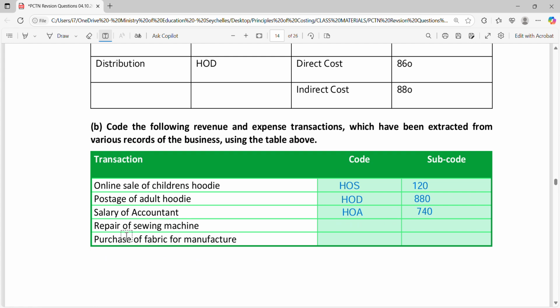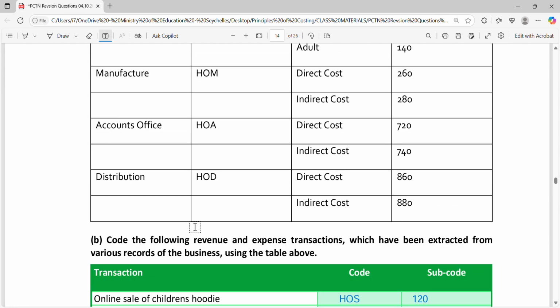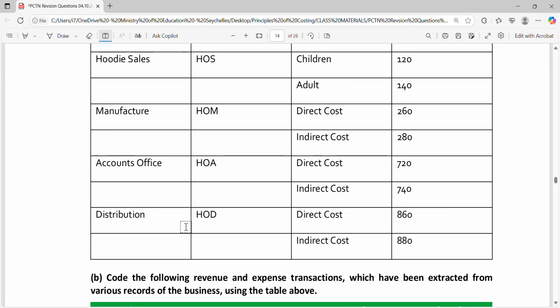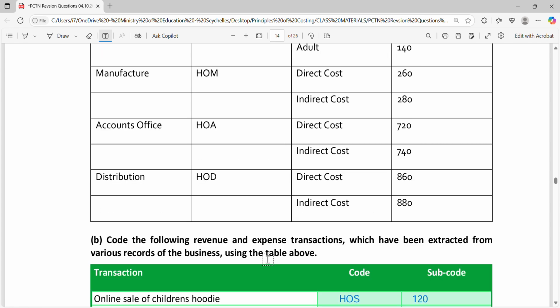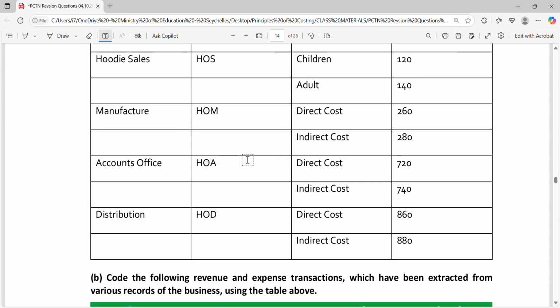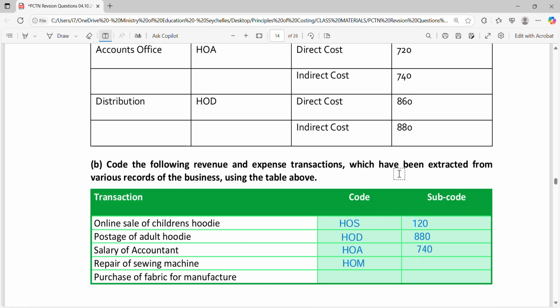Then we have the repair of the sewing machine. The repair of the sewing machine is a cost that takes place in manufacture. So this is HOM. We are repairing the machine, so the repair is not directly involved in the production. So this is manufacture indirect, 280.